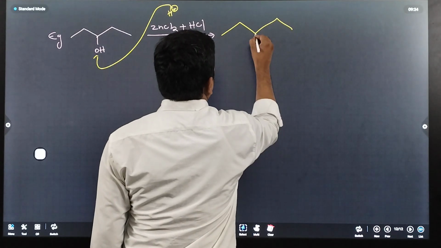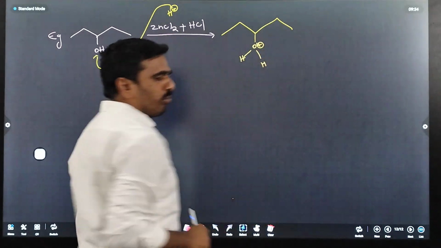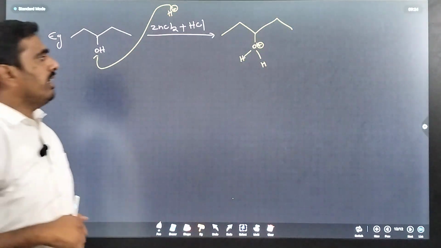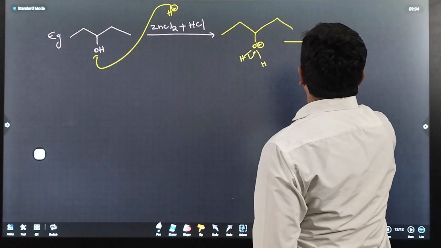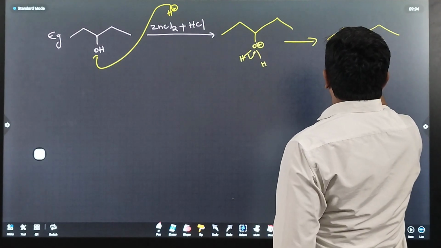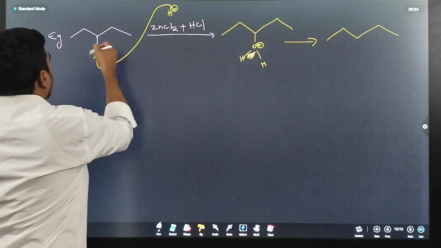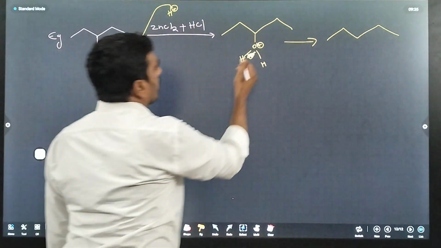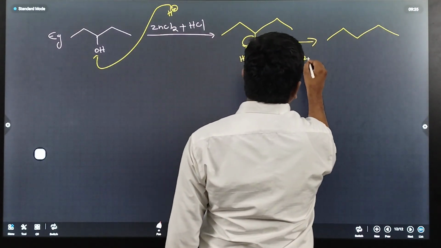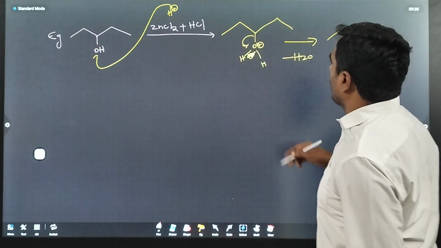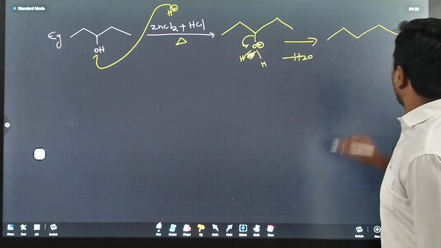So oxygen gets a positive charge. If a more electronegative element has a positive charge, that will be unstable, so electrons are displaced towards oxygen. The H plus ion attacks oxygen, oxygen gets a positive charge, which is unstable, and electron displacement takes place towards here. A water molecule is eliminated, due to the support of entropy. In this reaction, we can use heat also.